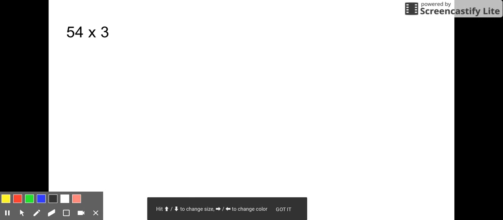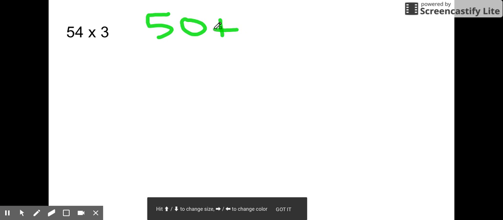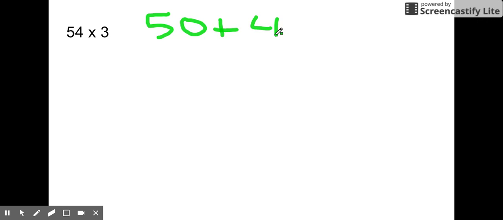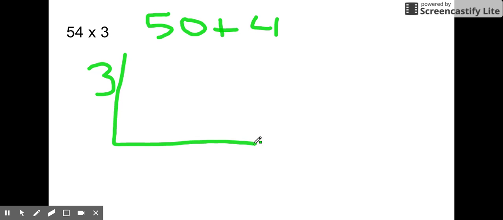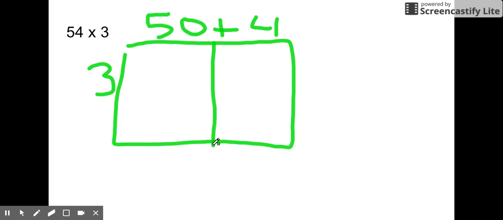Let's go ahead and try one more together. So if I look at 54 times 3, I'm going to follow those same steps. I'm going to start by putting my factors in expanded form. So I know that 50 plus 4, and 3 is my other factor. 3 is already in expanded form. I only have the ones place, so I'm not going to worry about expanding that any further. Now I'm going to draw a nice big box, and everywhere that I have a plus sign, I'm going to use that to draw a line to divide my box into smaller pieces.